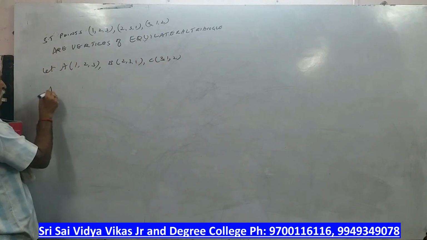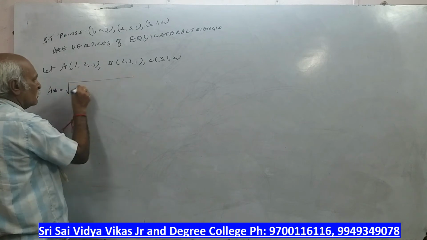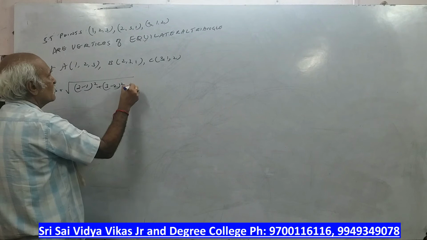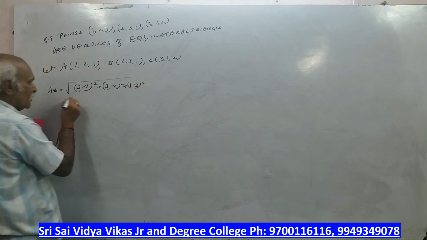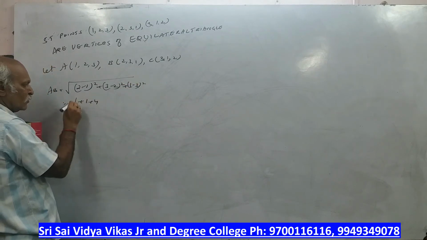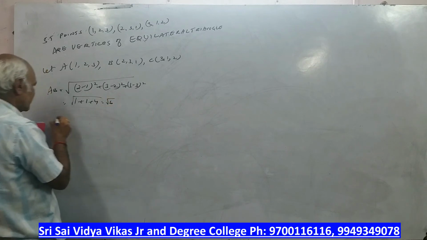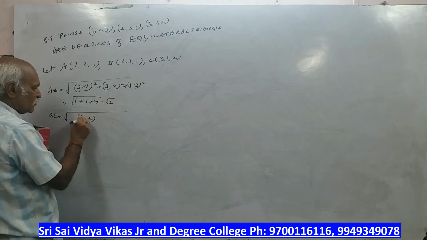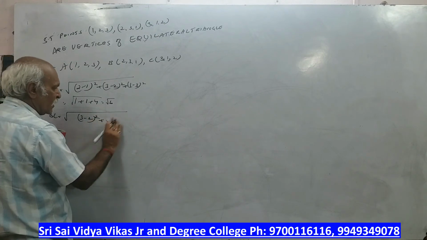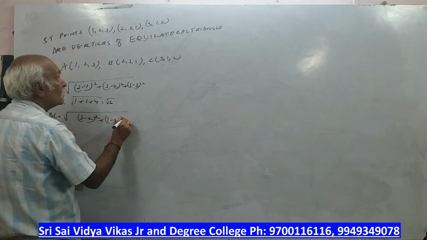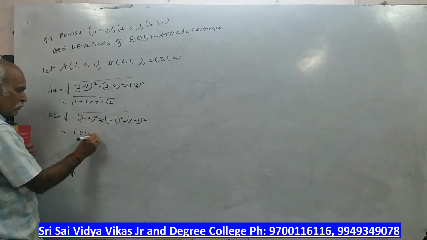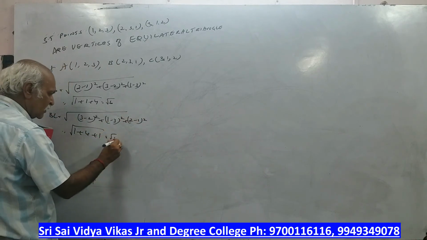Now AB by the distance formula: (2 minus 1) whole squared, (3 minus 2) whole squared, (1 minus 3) whole squared. This is 1 plus 1 plus 4. How much do we get? Root 6. Similarly, BC: (3 minus 2) whole squared, (1 minus 3) whole squared, plus (2 minus 1) whole squared. Again 1 plus 4 plus 1. How much do we get? Root 6.